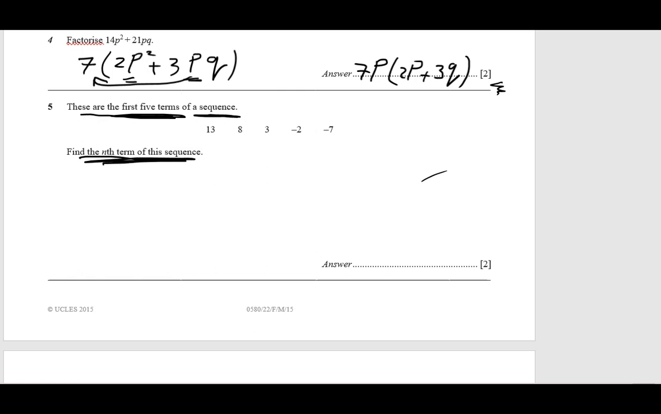Now, 13 and 8, the difference is minus 5. From 8 to 3, it's minus 5. From 3 to minus 2, minus 5. From minus 2 to minus 7, minus 5. So now I have minus 5.